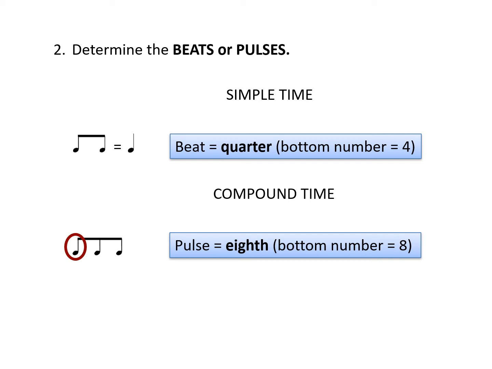Now that we have the lower number for the time signature, we simply have to count up the beats or pulses in a bar to get the upper number.